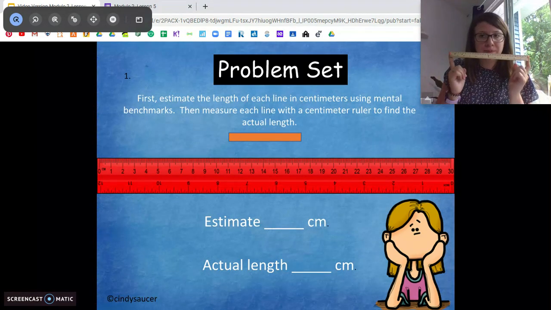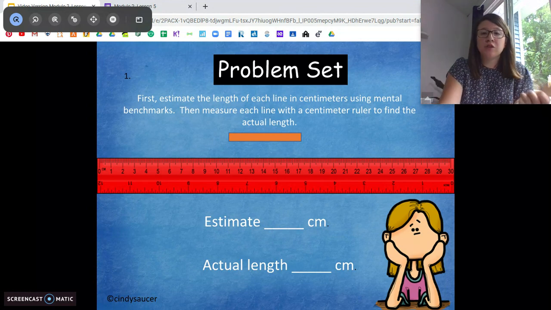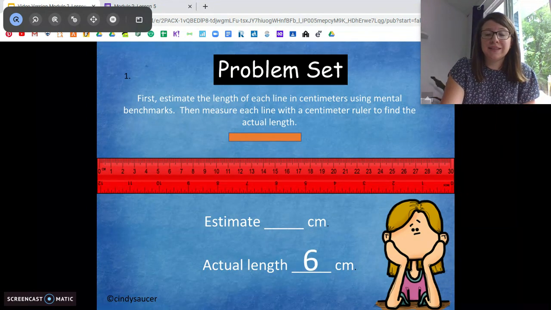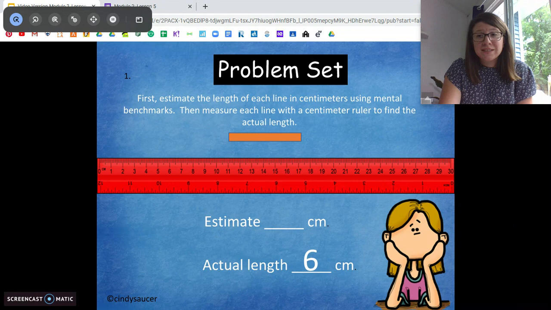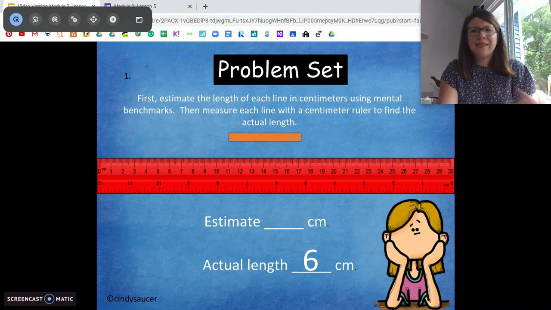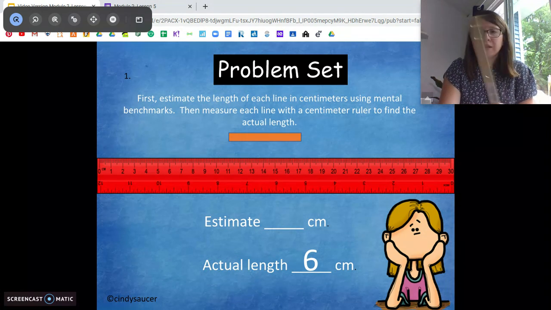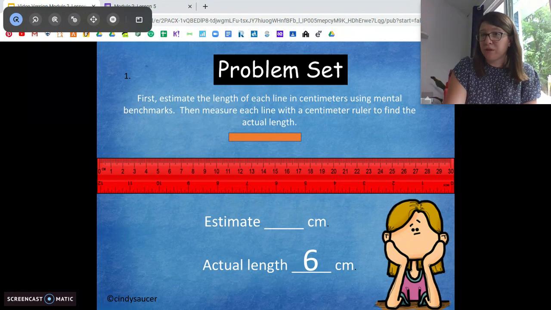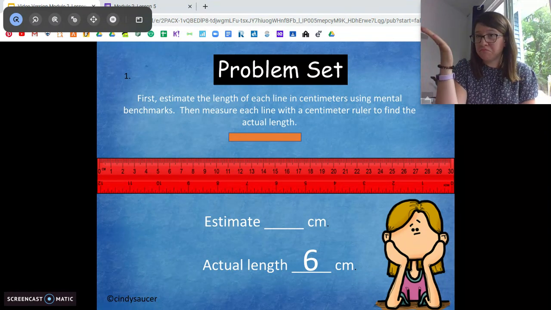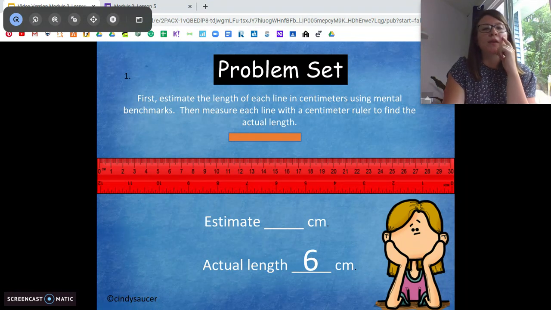Now, if we look at the ruler, we can measure with an accurate length. Rulers and centimeter cubes give us accurate lengths. So the actual length of this is 6 centimeters. We estimated 4 or whatever you estimated, and that's okay if it's a little bit different. It's just an estimate. Were they pretty close? So that's all that matters. Let's try one more like that.